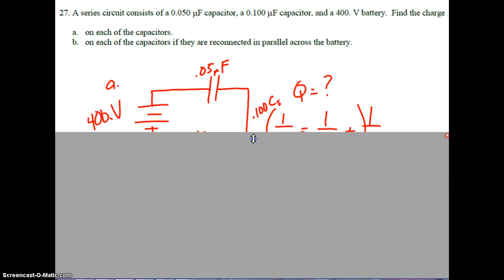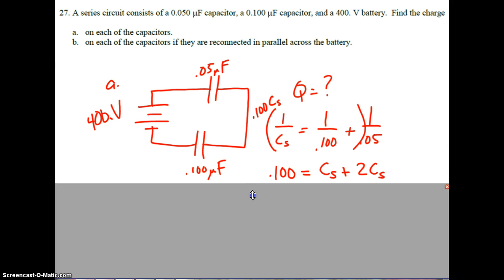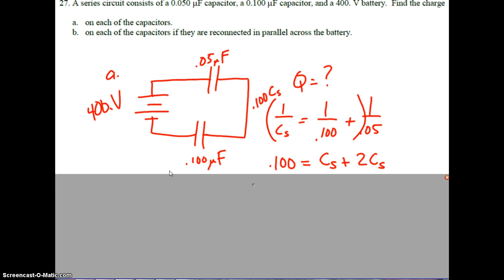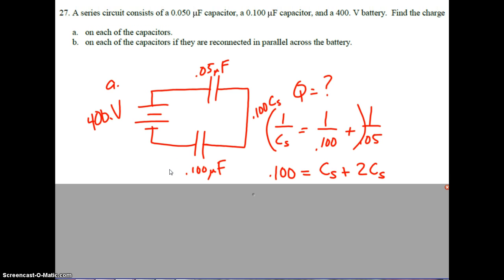Out of habit here, we should get used to drawing circuits. So we start off with drawing this circuit. We have a 400-volt battery and 2 capacitors in series with each other, as evident by only one path for the current to flow. Okay? So they want to know the charge on each of the capacitors.